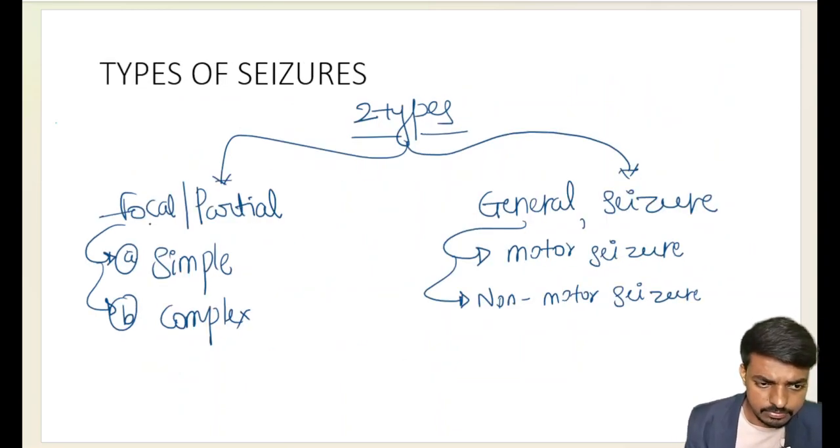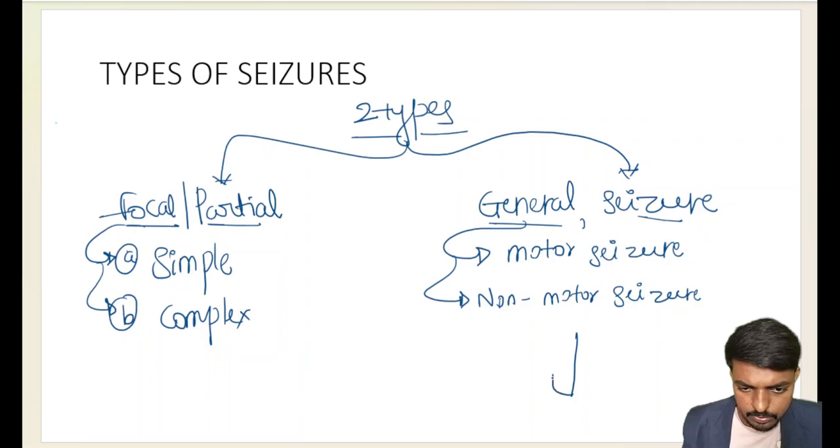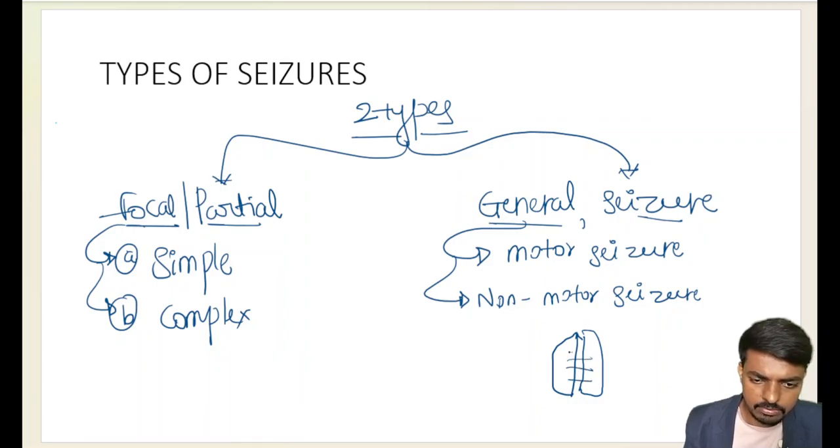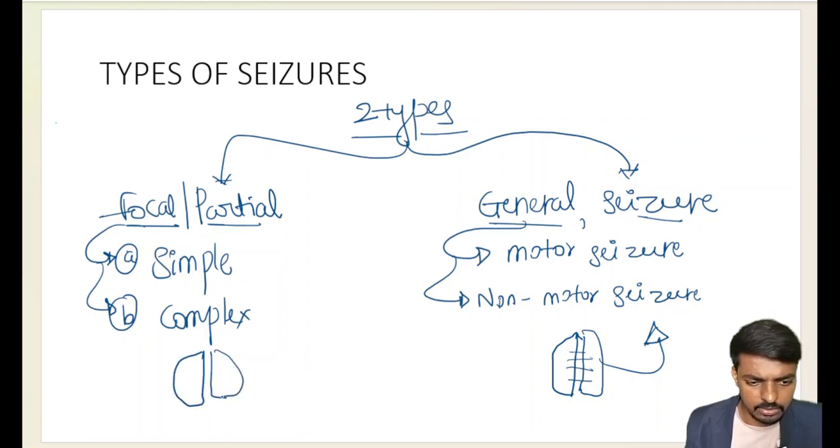Here we have two types of seizure: focal or partial, and general seizure. If it includes both parts of the cerebral hemispheres, the entire cerebral cortex, that is what we call a general seizure. If abnormal electrical activities originate from any one part of the brain, we call that a partial or focal seizure.